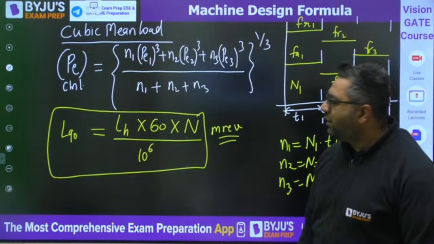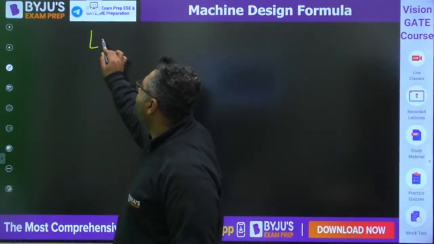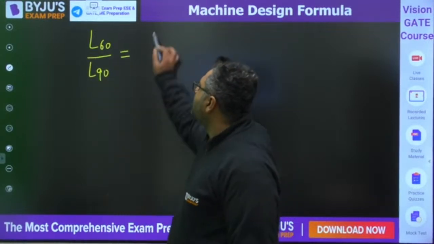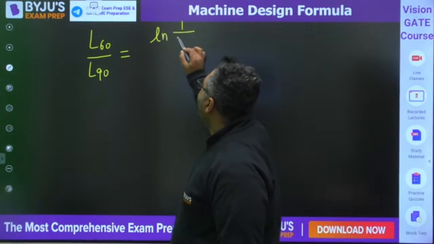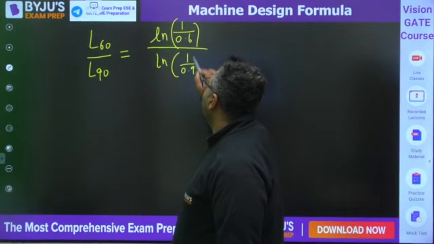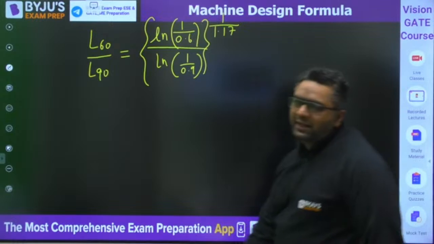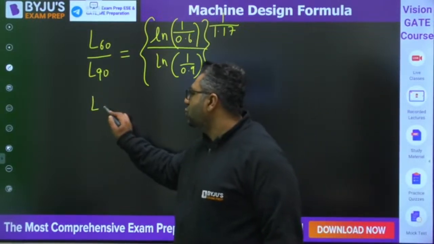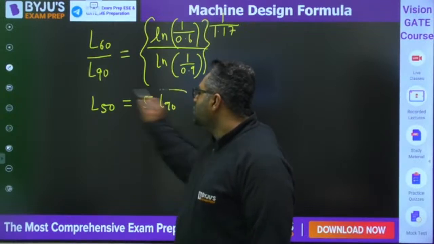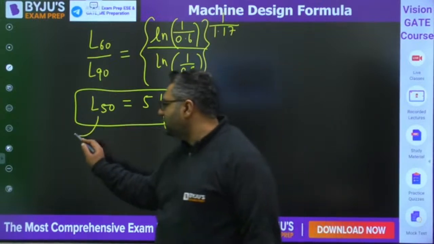If you want to find out rated life for some other reliability, let us say you want to find out L60, then the ratio of L60 by L90 is defined as the ratio of ln 1 by 0.6 to ln 1 by 0.9. It is going to be to the power 1 by 1.17. So this is how we can get the ratio, and you can also find out with the same formula L50 as 5 times of L90.